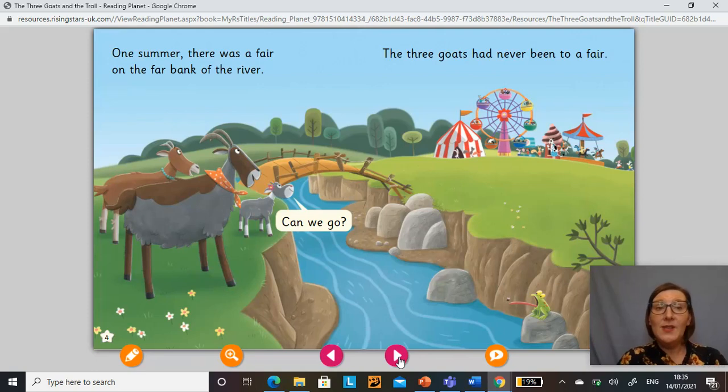One summer there was a fair on the far bank of the river, and the little goat said, "Can we go?" The three goats had never been to a fair before. Oh dear, but can you notice there, children? The only way to get across to that fair is by going across that bridge. That's going to prove troublesome, isn't it?